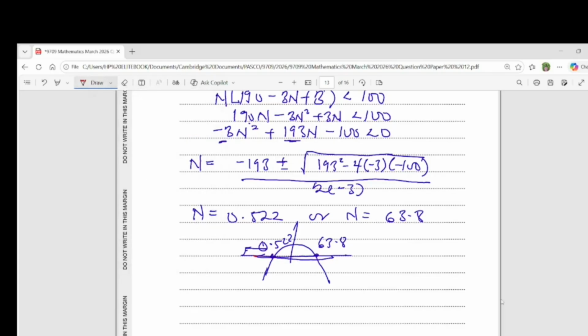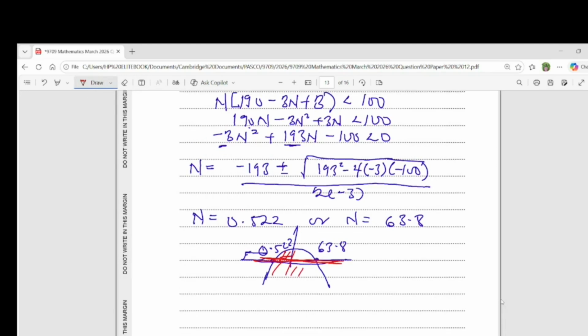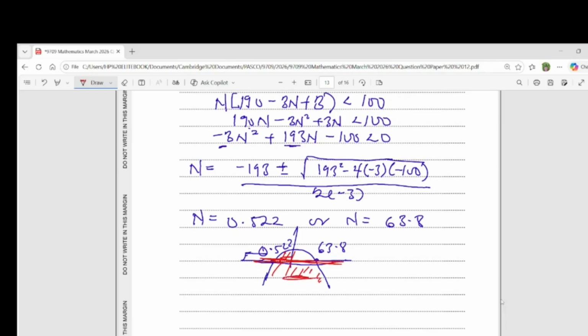So less than 0 means below this line. And that is in between these two numbers. Right, so in between the two numbers here. Right, so that's one way.